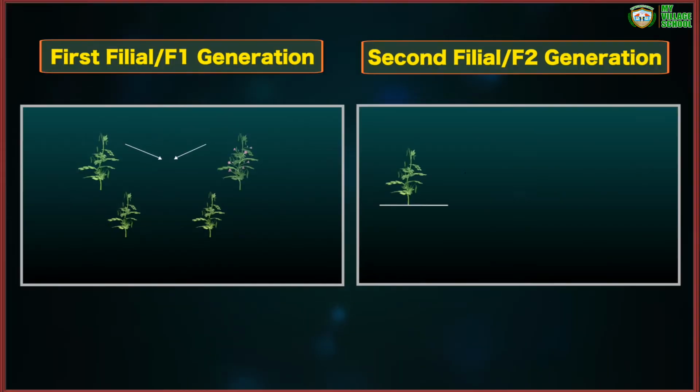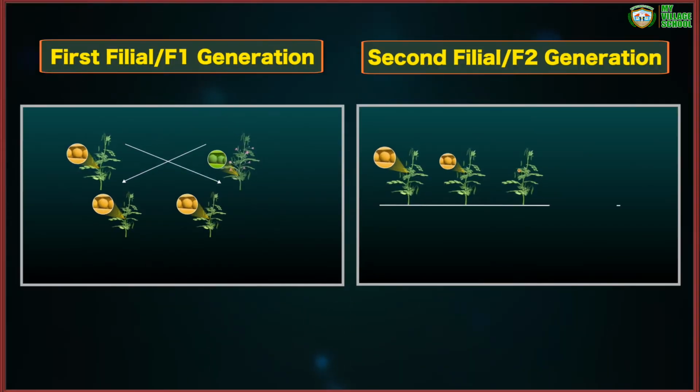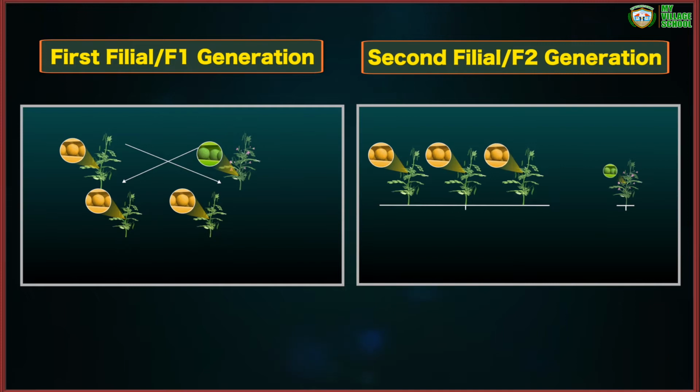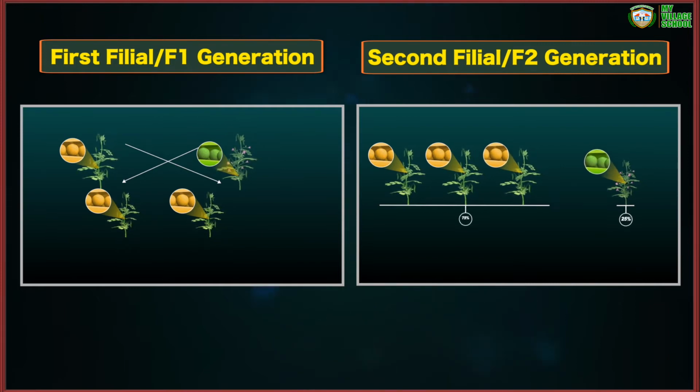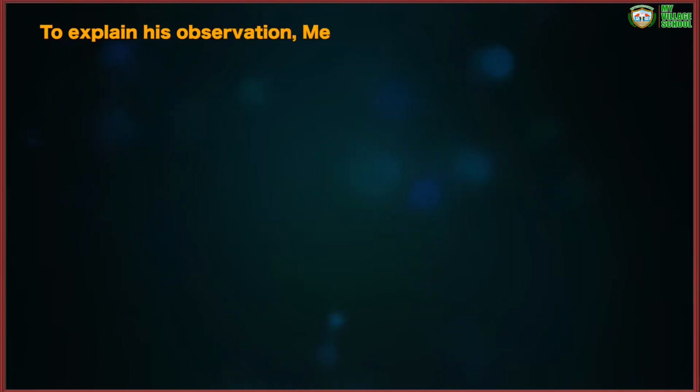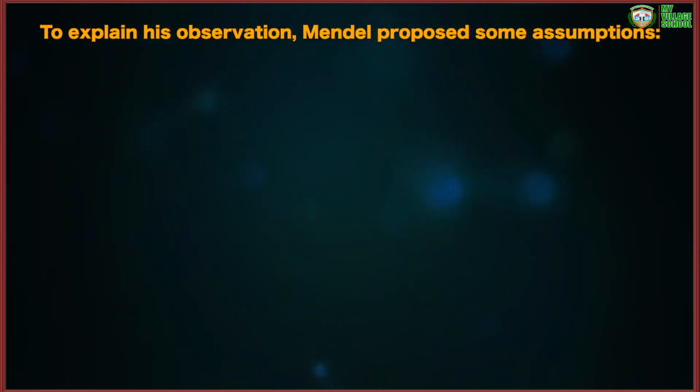Mendel reasoned that the F1 generation carried the information to produce green seeds even though they did not express this trait. The information for green seeds, which must have come from parent generation plants, had been hidden in F1 generation. He hypothesized that the trait for yellow seeds is dominant to the trait for green seeds. To explain his observation, Mendel proposed some assumptions.